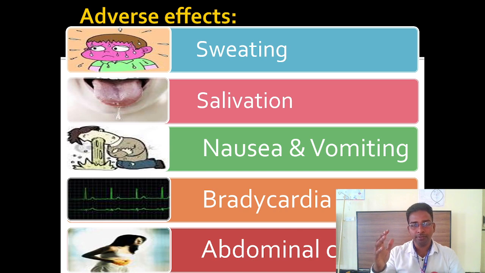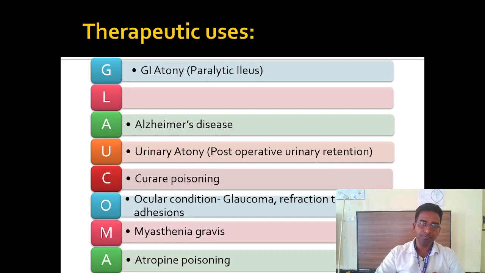When we consider the higher magnitude of these pharmacological actions, it may cause unnecessary events, side effects. We can say sweating, salivation, nauseating and vomiting sensations, decreased heart rate, that is bradycardia, and increased peristaltic movement can cause abdominal cramps. So all these are the side effect profiles of cholinomimetic drugs.